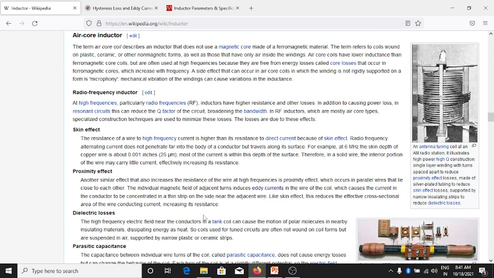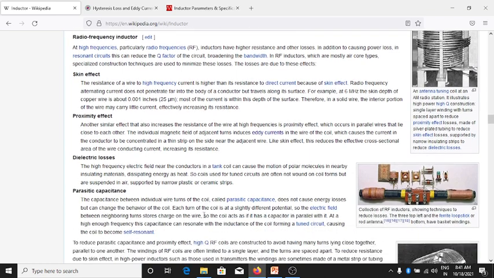Which effects are there? First is skin effect. The resistance of a wire to high frequency current is higher than its resistance to direct current because of skin effect. Radio frequency alternating current does not penetrate far into the body of the conductor but travels along its surface.